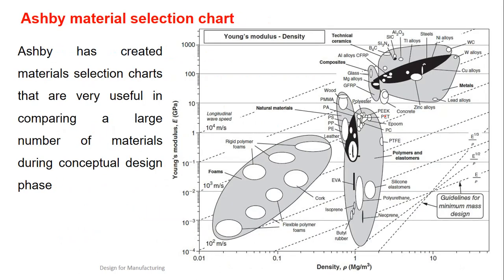Now this is a simple Ashby chart. You can see here on the x-axis the density varies from 0.01, 0.1 until 10. It is a log axis, and on the y-axis is Young's modulus. Whatever curves you are seeing, let's say this curve is E by rho, that is Young's modulus by density. This curve is the square root of Young's modulus by density. Like this, a few curves are there.